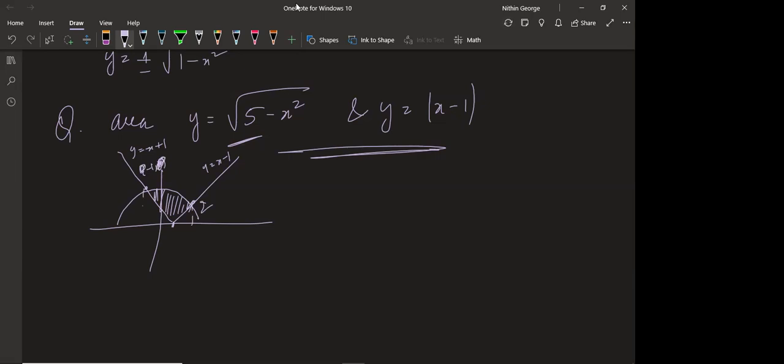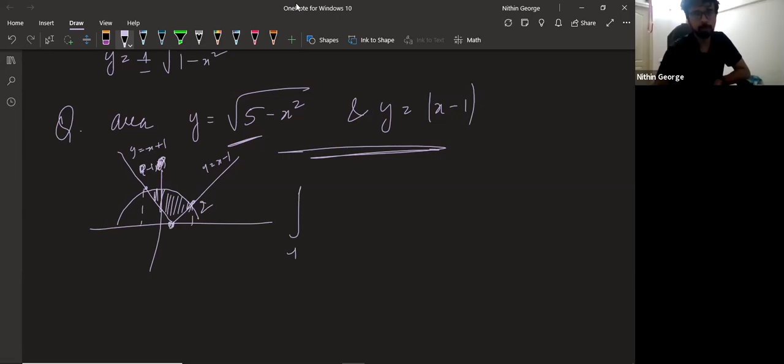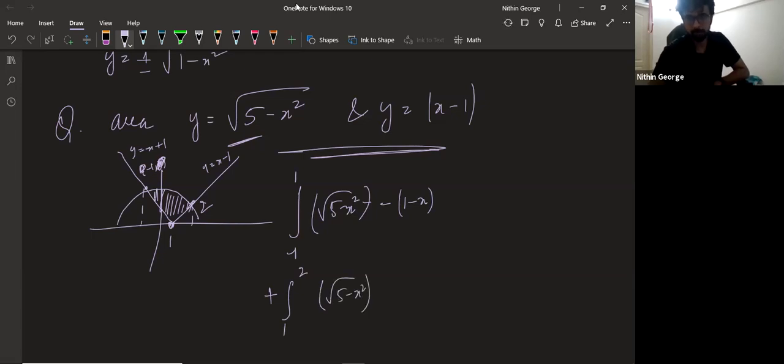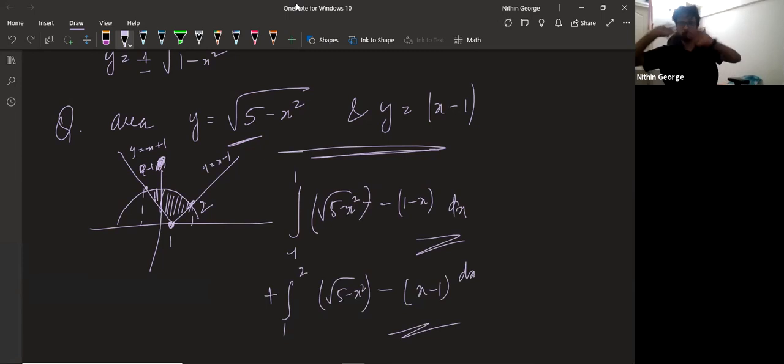Okay, fine. So what do you do here? From minus 1 till the point 1, you are integrating the curve, root of 5 minus x square, minus this line, which is 1 minus x. And from 1 to 2, you are integrating the curve, root of 5 minus x square, minus the line, x minus 1. You find this separately for both. Let's not do the calculation now.